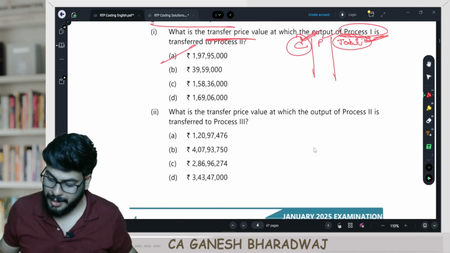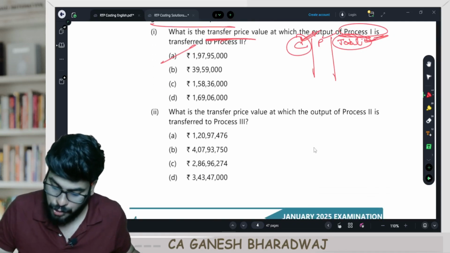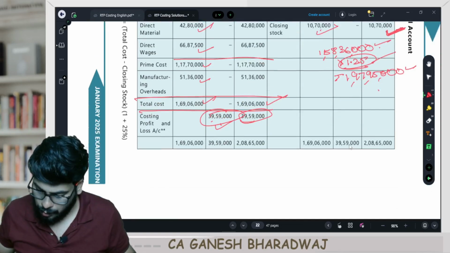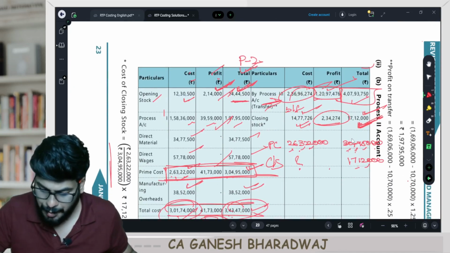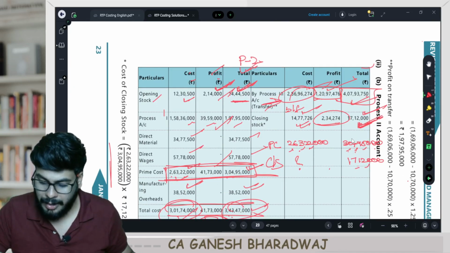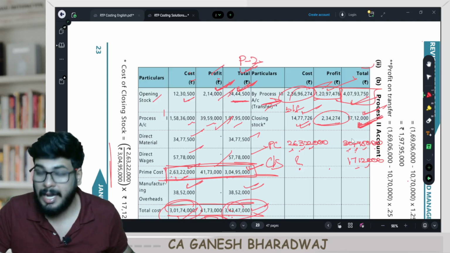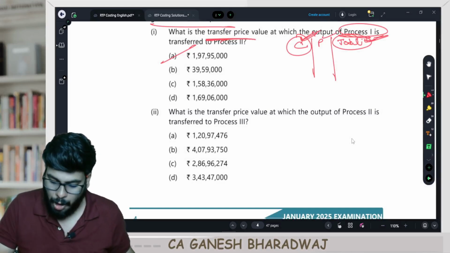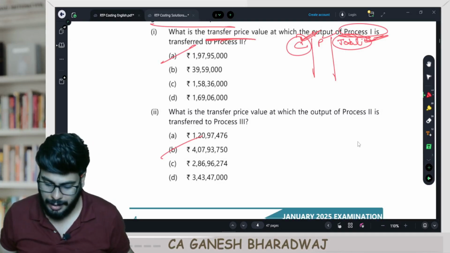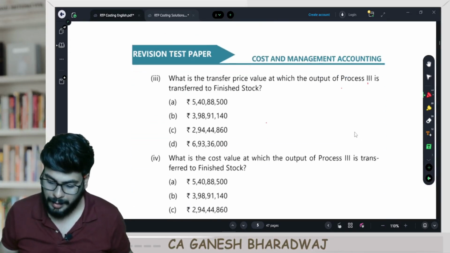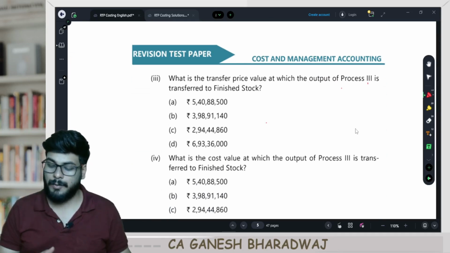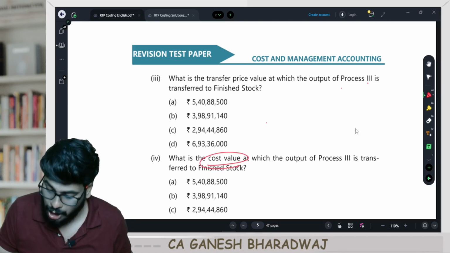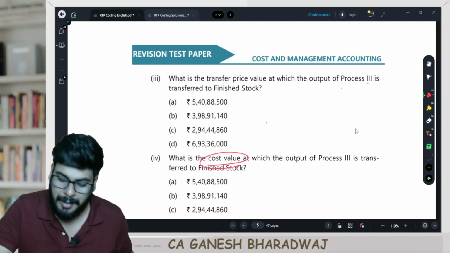What is the transfer price value at which the output of process 2 is transferred to process 3? So go to your process 2 ledger, your process 2 account. The value is going to be 4 crore 7 lakh 93,750. That's about it. So it's going to be option B, 407,93,750. The next one: what is the transfer price value at which the output of P3 is transferred to finished stock? And they are also asking for the cost value of the output of P3 being transferred to the finished stock.